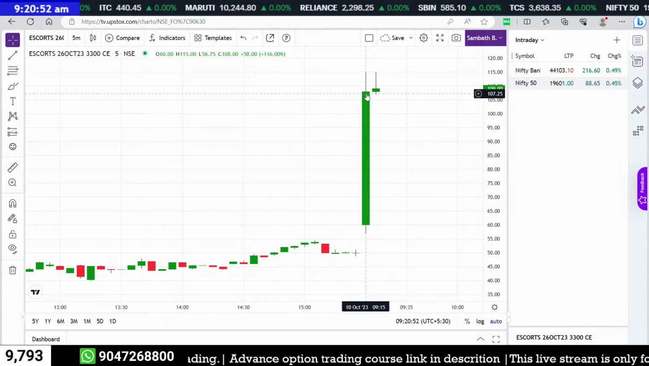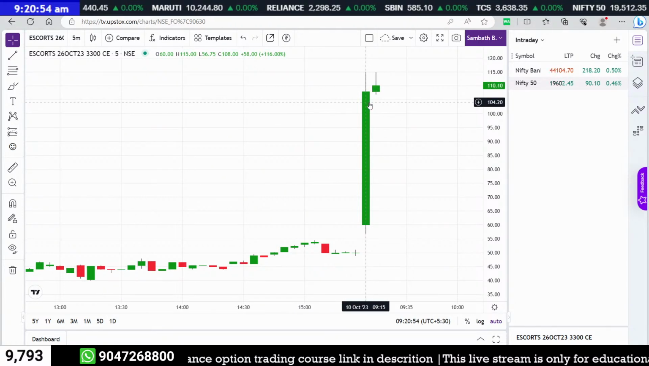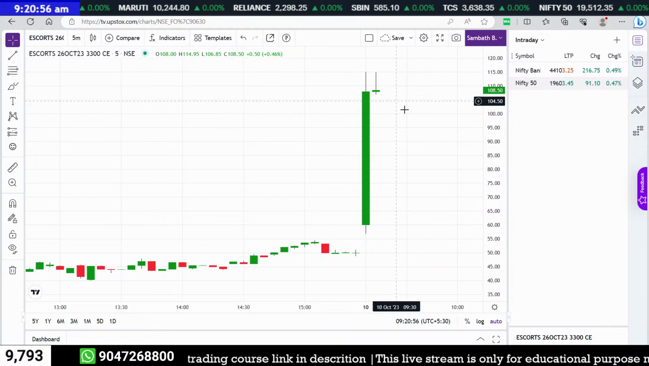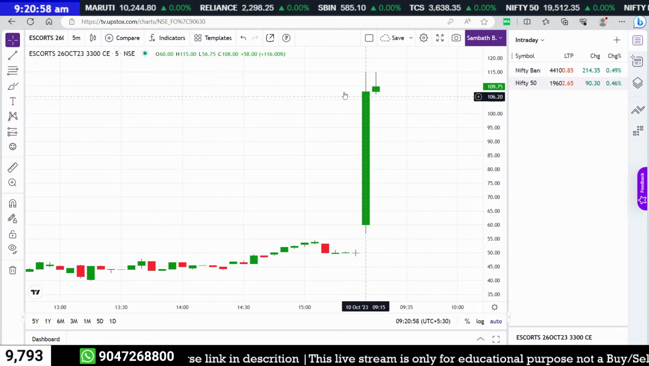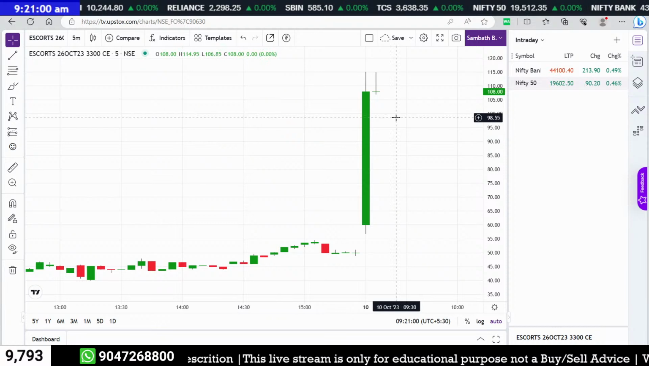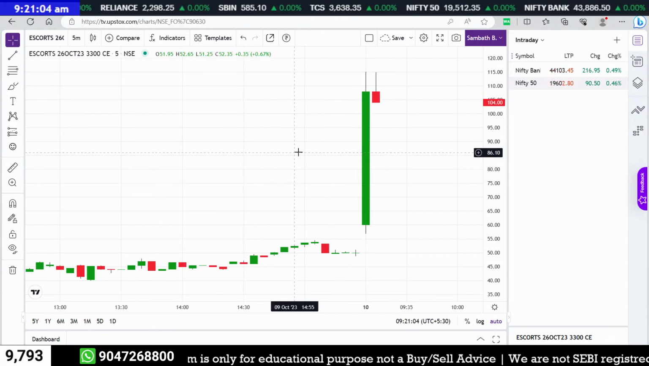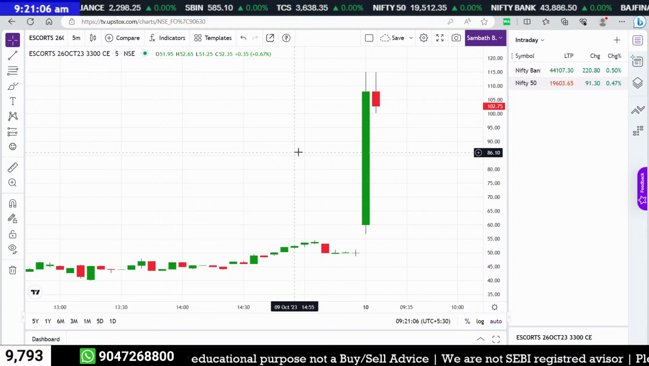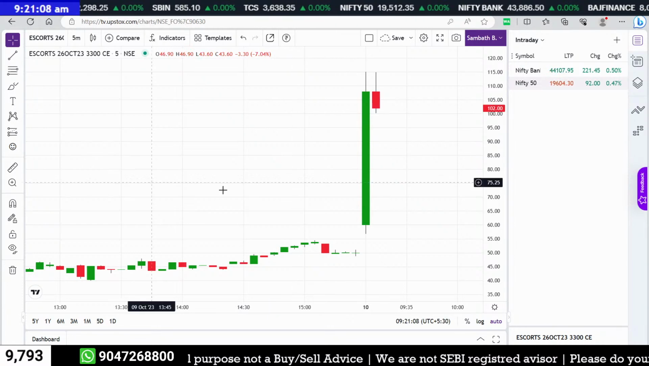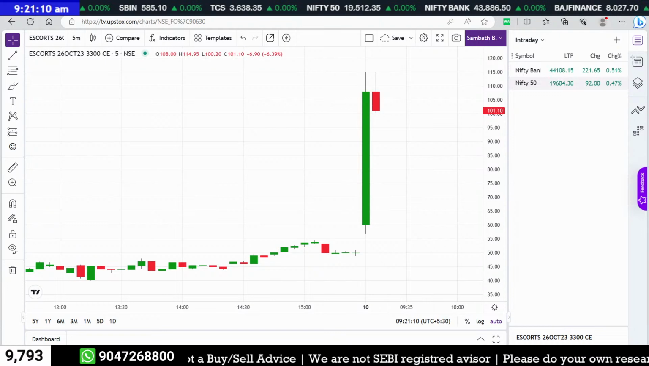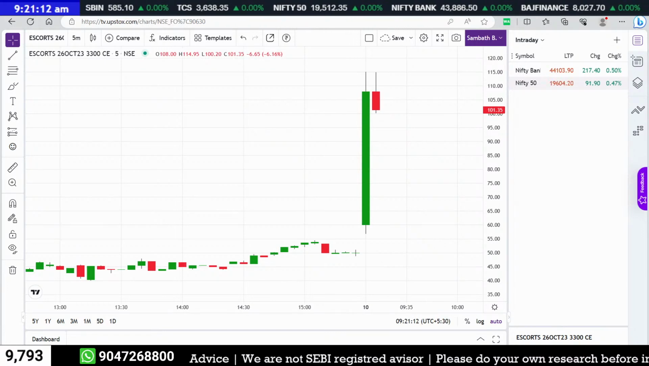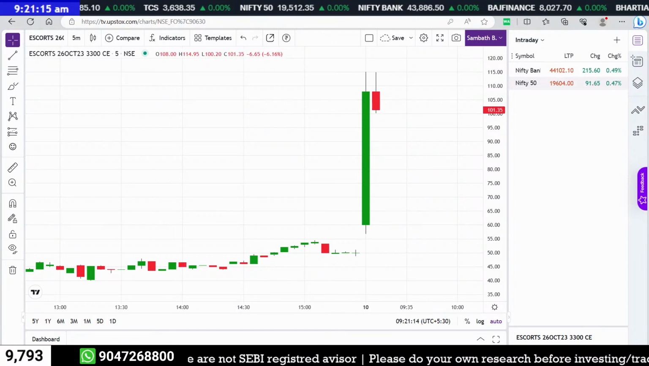It looks like a huge candle in the first 5 minutes, and the next candle looks like a reversal candle. So maybe at the end of the 5 minutes we'll get the confirmation. Look at this, 105, 103. We got it 100. So that's the reason we are not trying to take any new opportunity in the first 15 minutes.